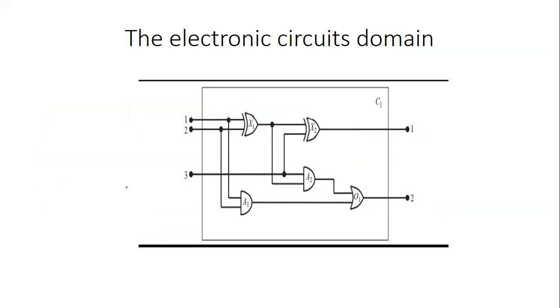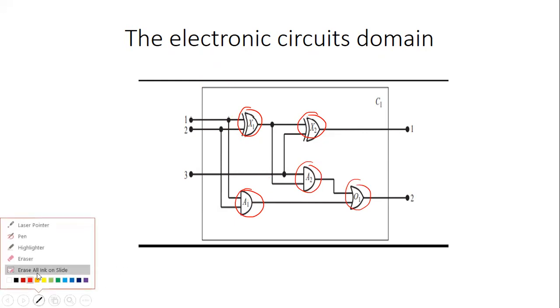Let us discuss the knowledge engineering concept with this example. So basically this is an electronic circuit. It's very self-explanatory. There are two XOR gates. This is an XOR gate, this is an XOR gate, and two AND gates. This is an AND gate, this is an AND gate, and one OR gate.